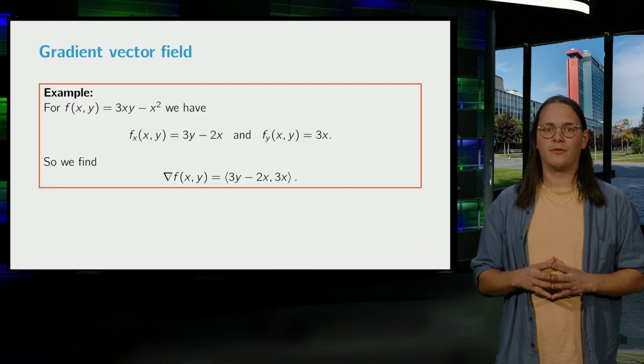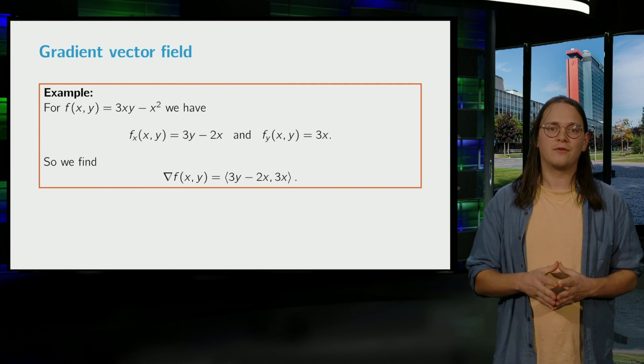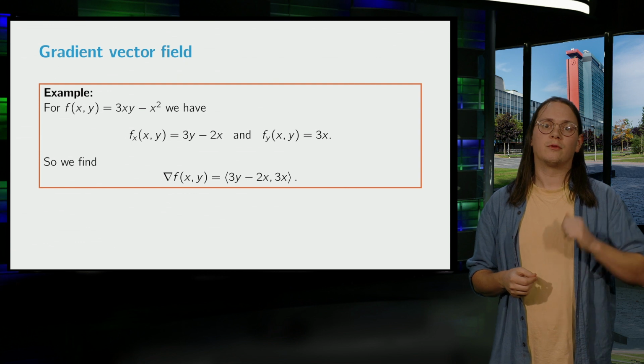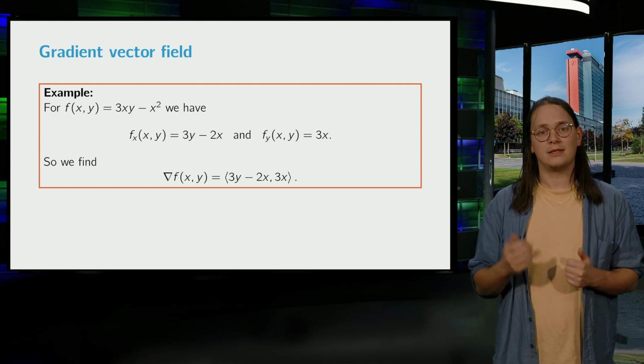Here is the example from before, and since we already computed the partial derivatives, we easily find the gradient vector field by assigning to each point the vector with the partial derivative with respect to x as the first component, and the partial derivative with respect to y as the second component.